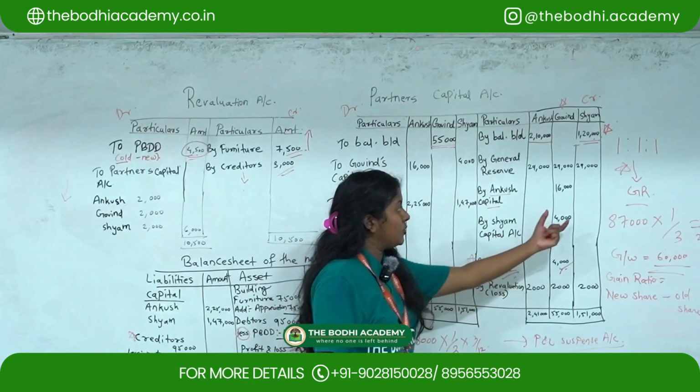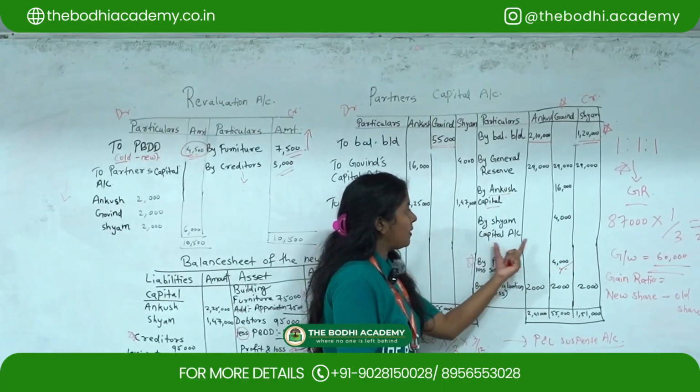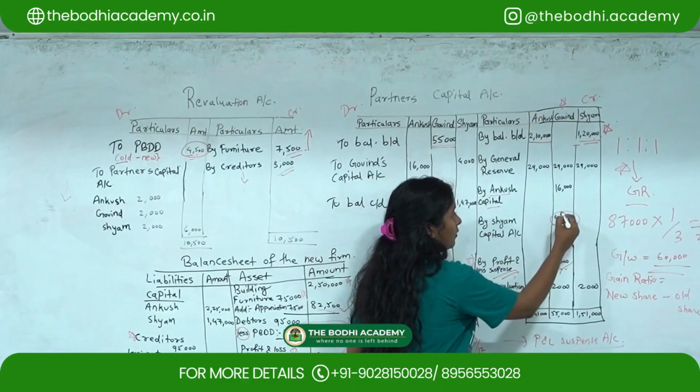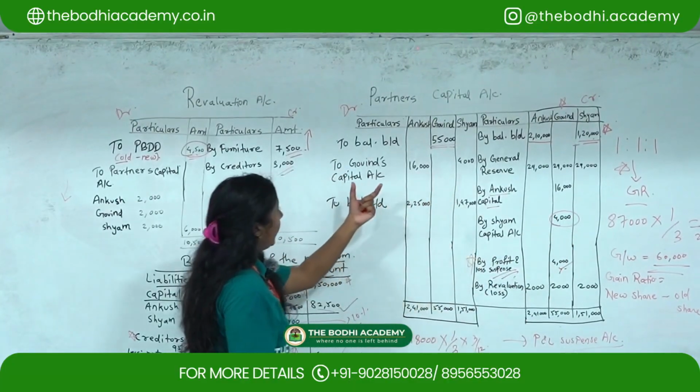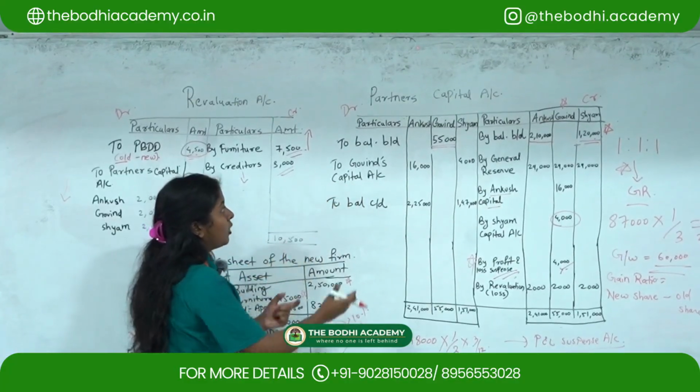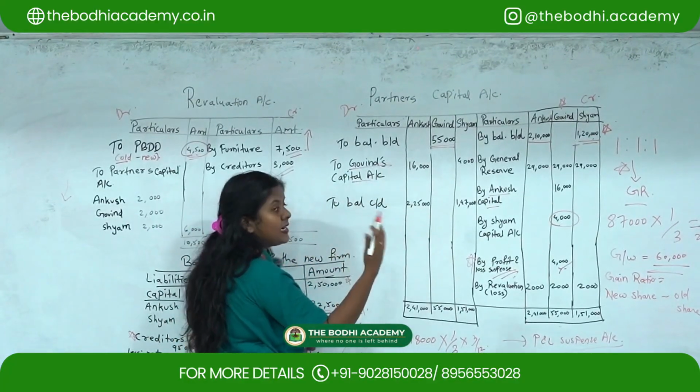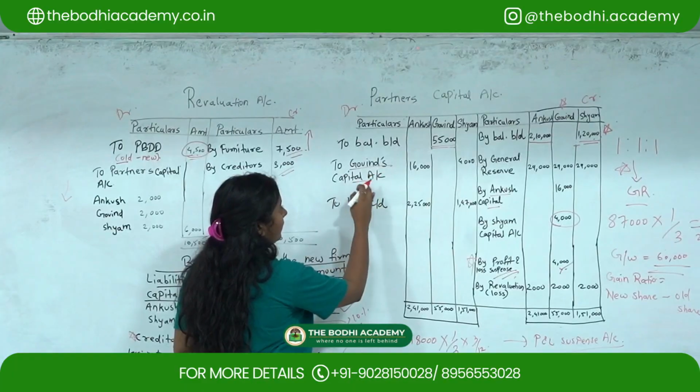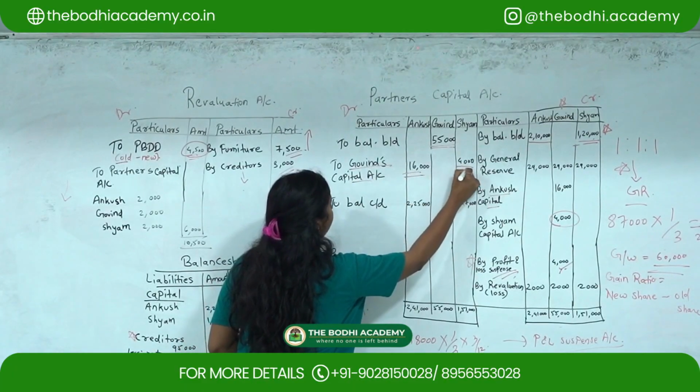Ankush's capital, which you'll get 16,000, and Sham's capital, which you'll get 4,000. Now this you have to take on the debit side, and you have to show that from Govind's side he is giving. So to Govind's capital account, 16,000 and 4,000.